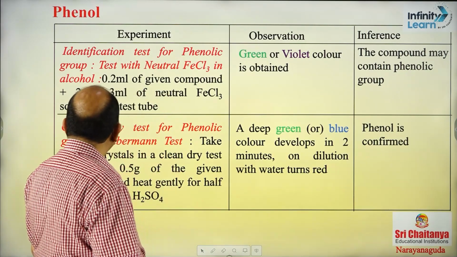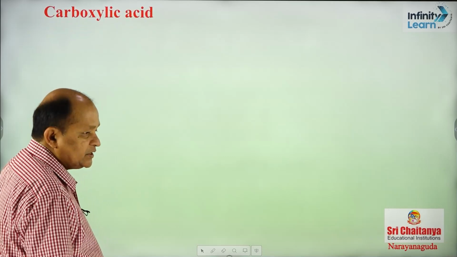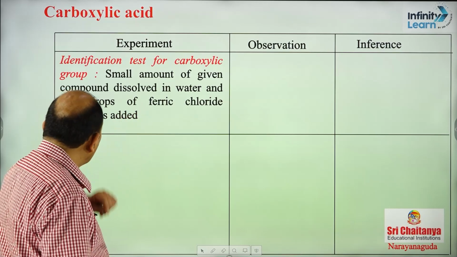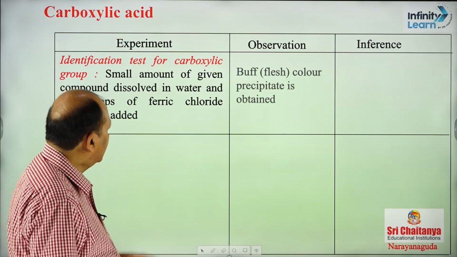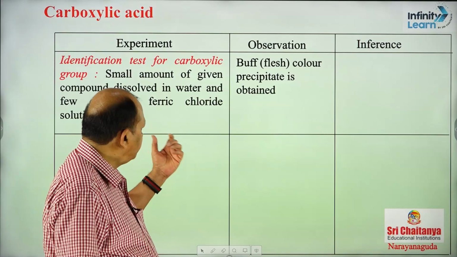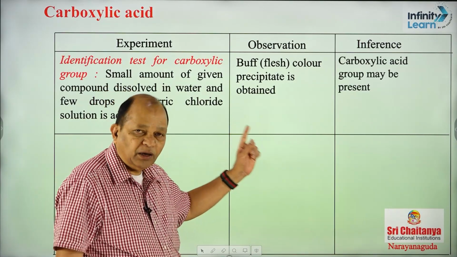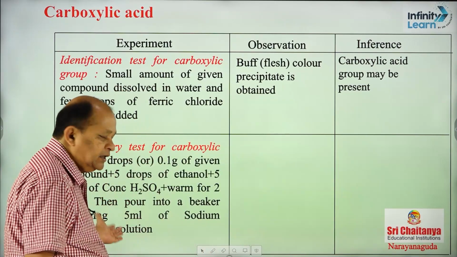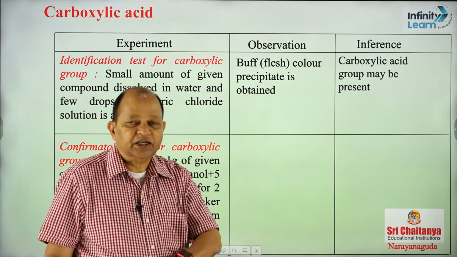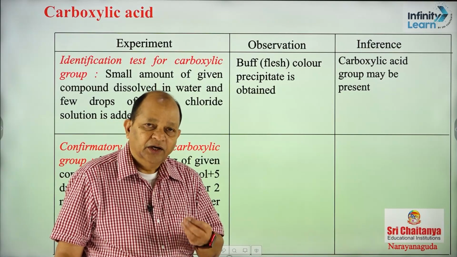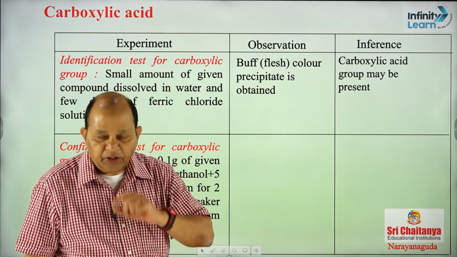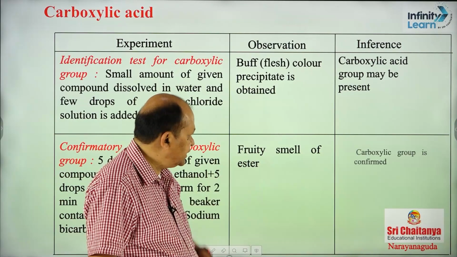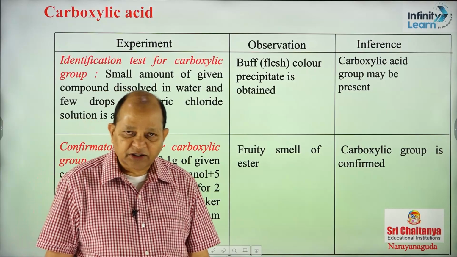The next one is carboxylic acids, strong acids. In the first test, you take a little amount of the compound and add ferric chloride solution. You will get a flesh colored precipitate, which indicates the carboxylic acid group may be present in the given compound. Then for confirmation, the same test we did for alcohol: to the carboxylic acid, you add a little ethyl alcohol and a few drops of sulfuric acid, and warm it. Then you will get a fruity smell of ester. So, you can say that the given compound is a carboxylic acid.